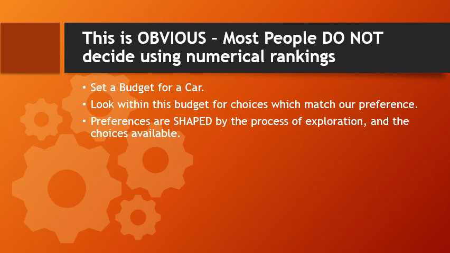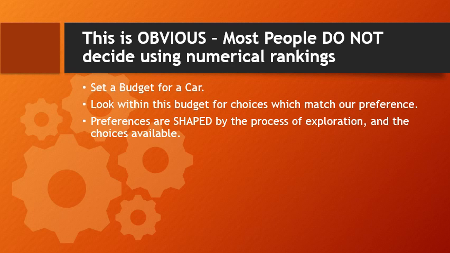So then actually how would people go about purchasing a car? Normally they would set a budget for the car, and then they would look in this budget for different kinds of cars which match our preferences. Interestingly, it's not that we go in having some preference. Rather, by looking at what's out there, we start developing an idea of what is available, and then this shapes our choice. So it's the exploration which also determines.